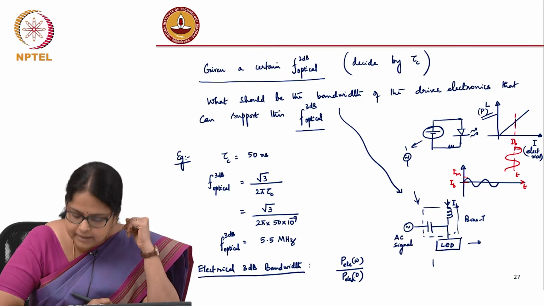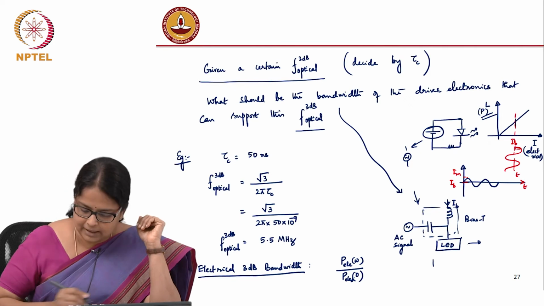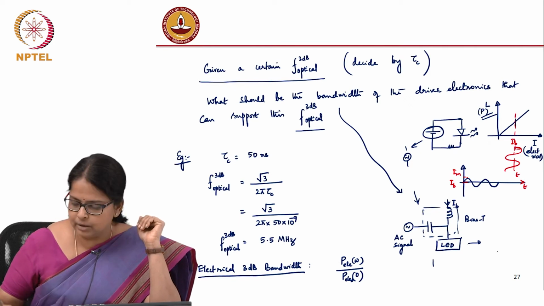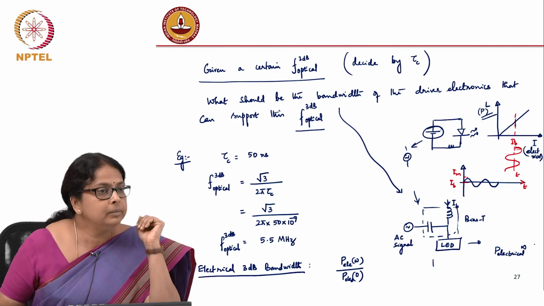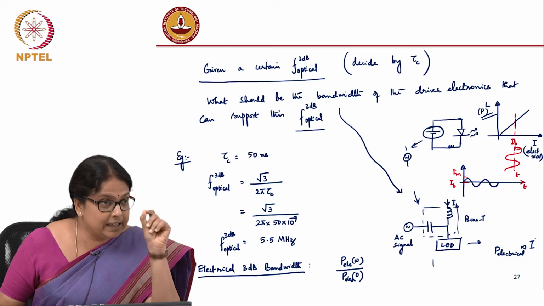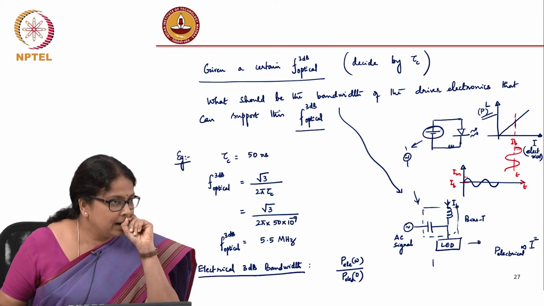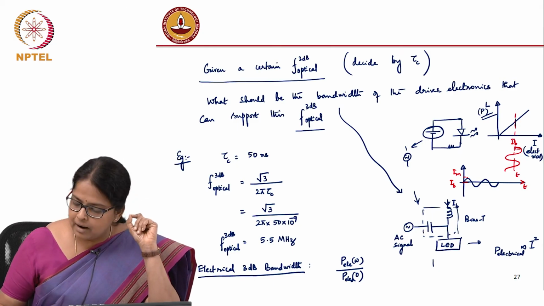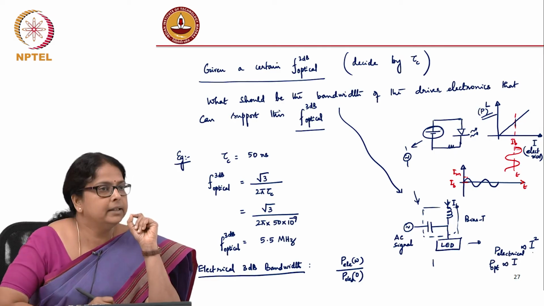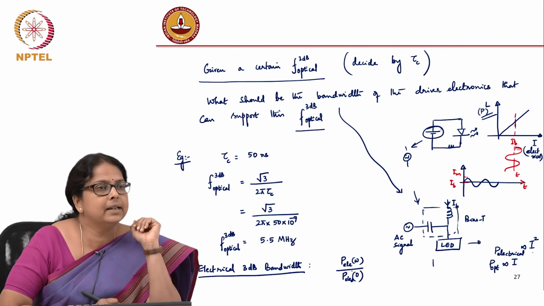Now, how is this electrical transfer function related to the optical transfer function? Electrical power consumed should be proportional to current. Is it proportional to current? Electrical power is proportional to current square. It is not proportional to current. Correct? And my optical power is proportional to current. So, what should be my electrical transfer function?